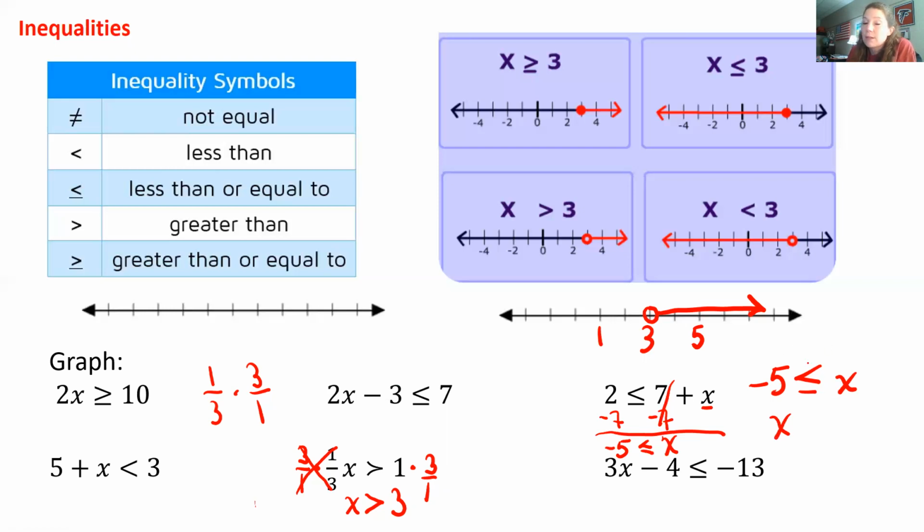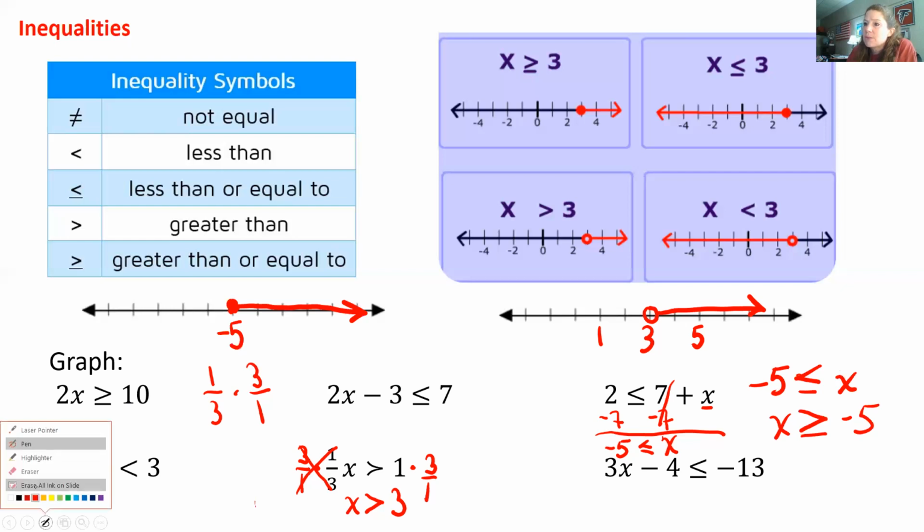So see how the big part of the inequality is pointing to the x. Well, if you write the x first, the open part still has to be pointing to the x, and the point has to be pointing to the -5. So be careful. Don't just try to rearrange the letters or numbers and not flip the sign. So now I see that my variable is written first. There's my -5. I'm going to fill it in because of that or equal to sign. And now my arrow looks like my inequality symbol, which is pointing to the right.